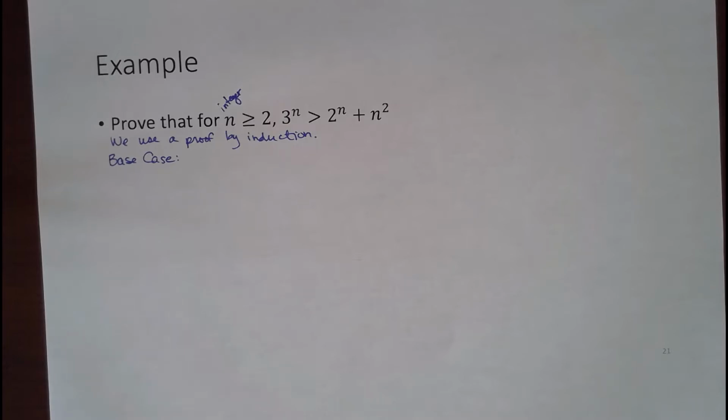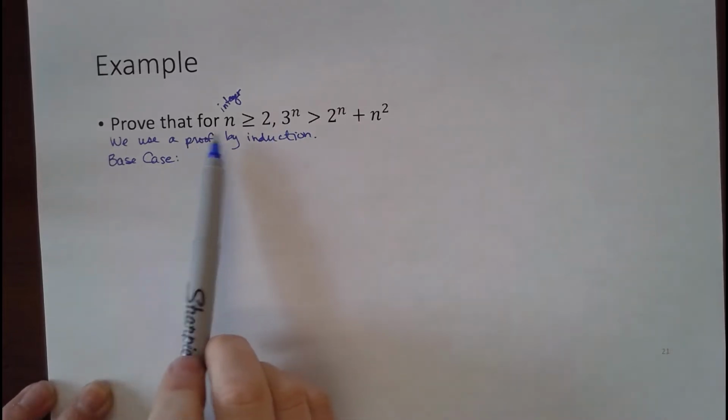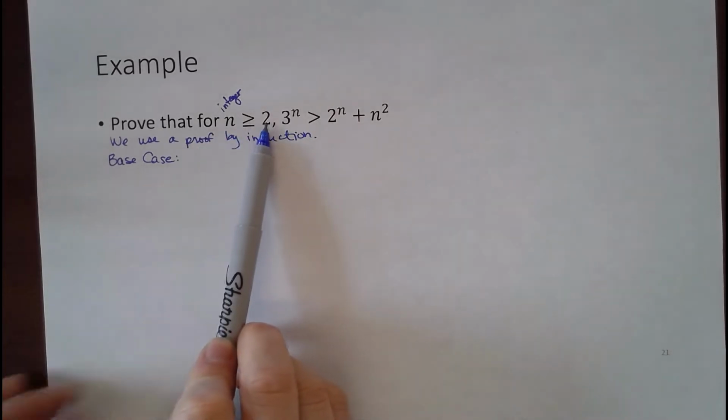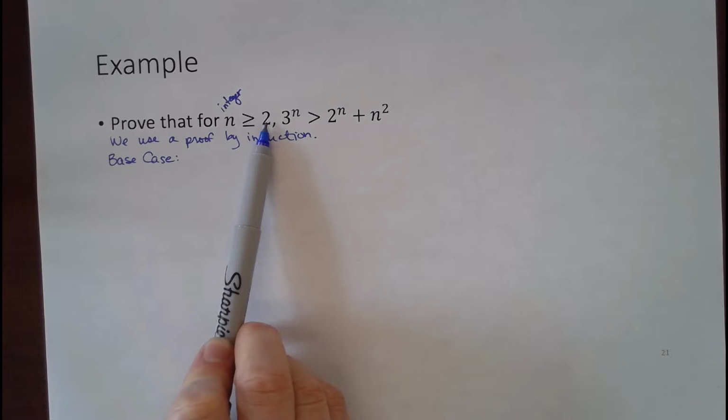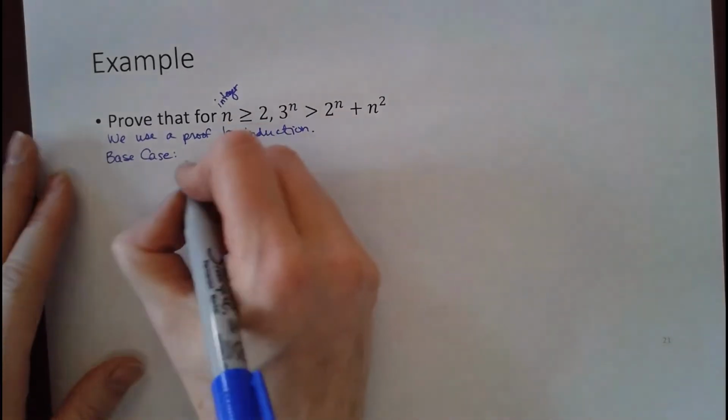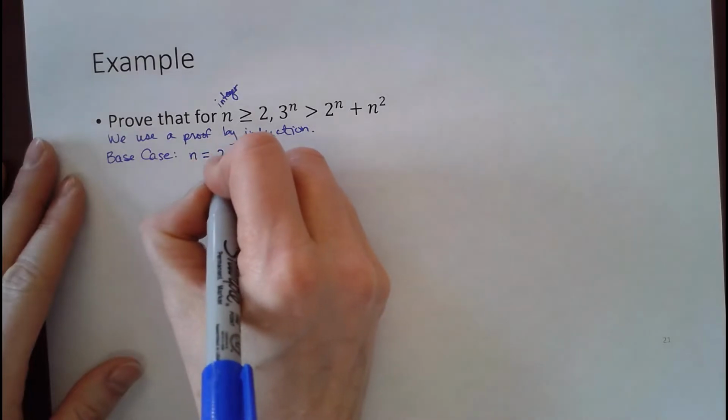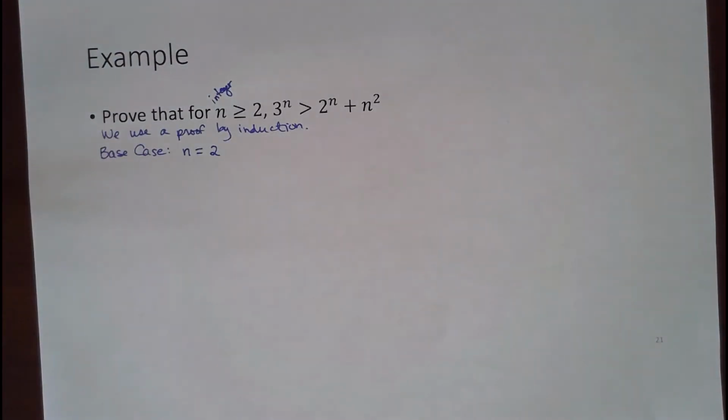n equals 2. So the smallest value of n that we should ever consider. And since we're trying to prove it for n greater than or equal to 2, our starting point is going to be at 2. And then we'll have to prove from there on. Okay, so our base case is the smallest possible n value of 2.